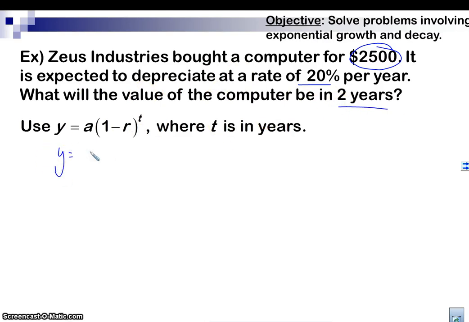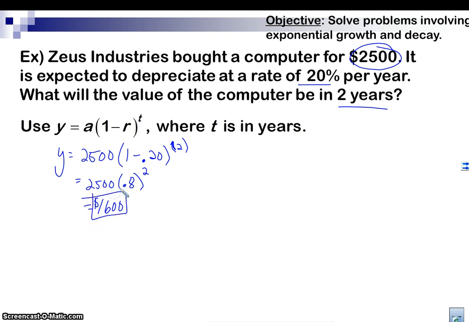Okay, so I don't know the value of the computer in 2 years, but I do know that it cost me $2,500. It's going to depreciate at 0.20, which is my percentage, and I'm going to do that for 2 years. So I'm going to have 2,500 times 1 minus 0.2, which is 0.8, raised to the 2 power. I'm going to put that in my calculator, and I'm going to get $1,600. So my computer will depreciate in value, and it will only be worth $1,600 in 2 years. That sounds about right. Computers don't last very long.